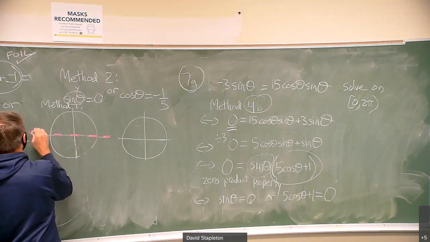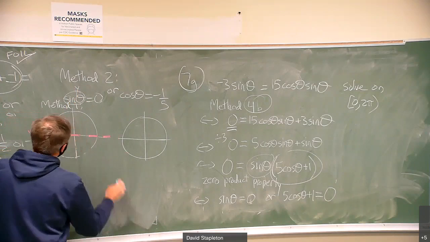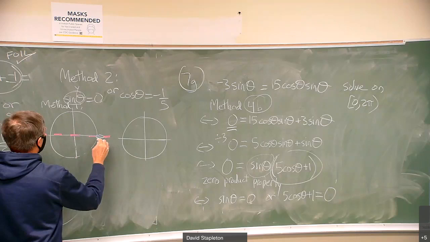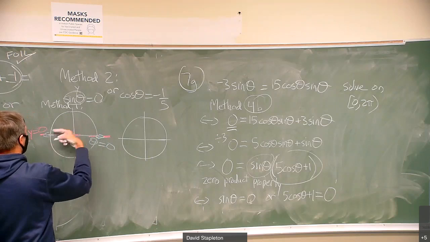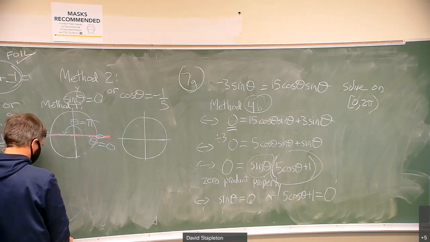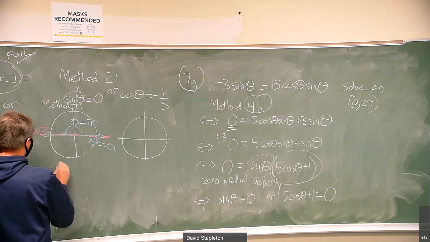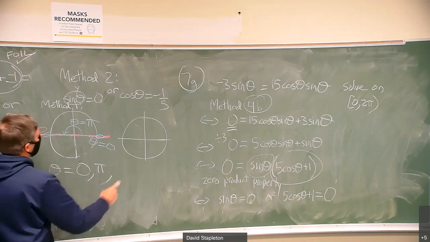There's the line y equals 0. And there's exactly two terminal rays. I either go through here, which is theta equals 0, obviously, or I go this way, a half turn, theta equals pi. So this one has two solutions, theta equals 0 or pi. All right. How about this one?